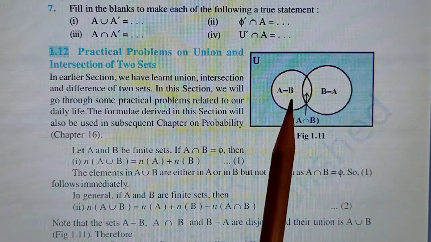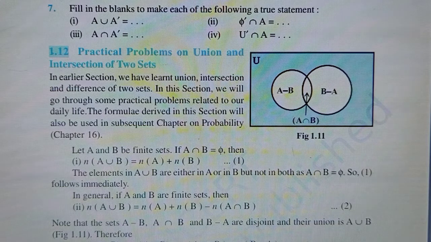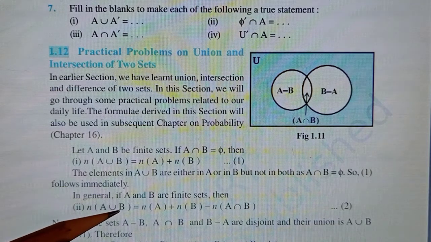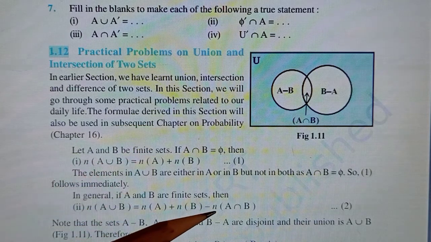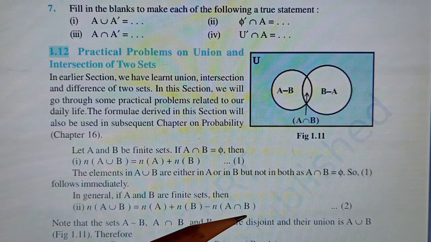Now suppose you come across the case when these are overlapping sets. Next important: the cardinal number of A union B is the cardinal number of A plus the cardinal number of B, same as this, and you minus the cardinal number of the intersection.